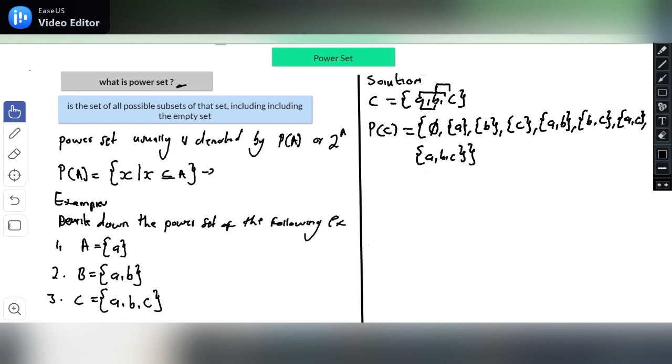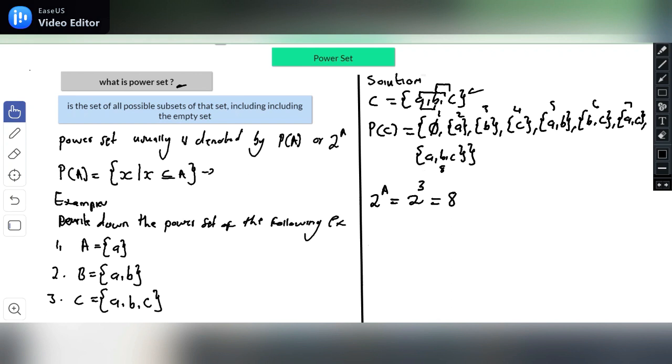That's it. So how many subsets do we have here? It's 1, 2, 3, 4, 5, 6, 7, 8, right? Meaning we have 8 subsets. Let's prove it using the formula 2 to the power of n(A). How many elements do we have in the set? It's 3. Therefore 2 to the power of 3 equals 8. That's how we deal with the power set.